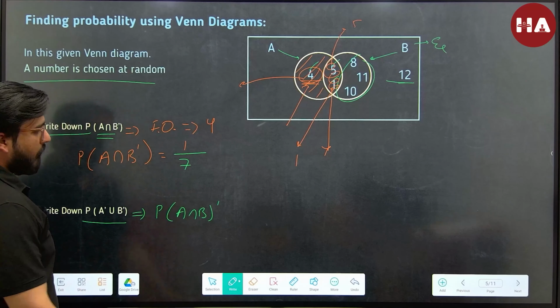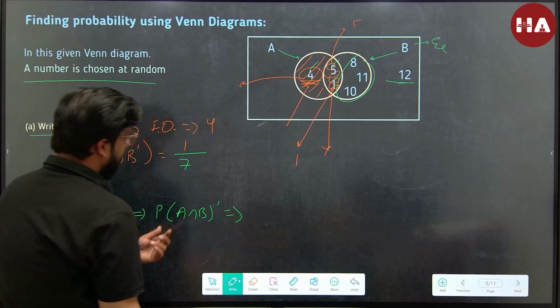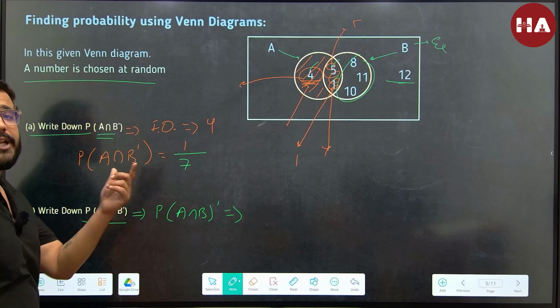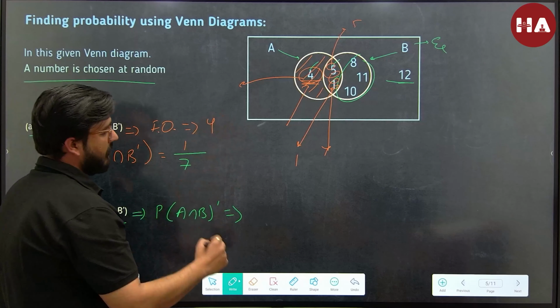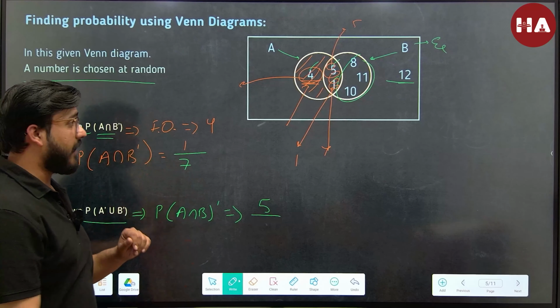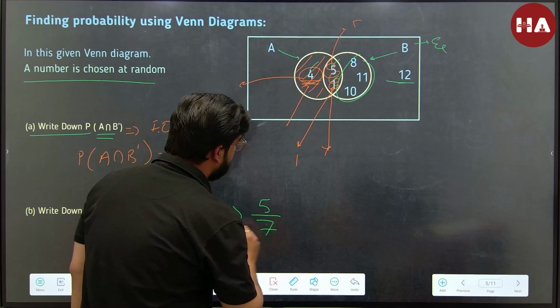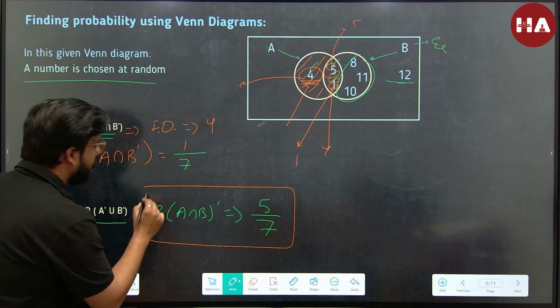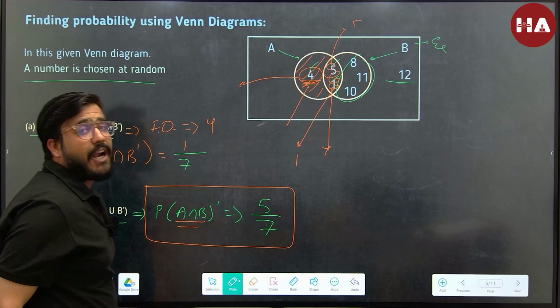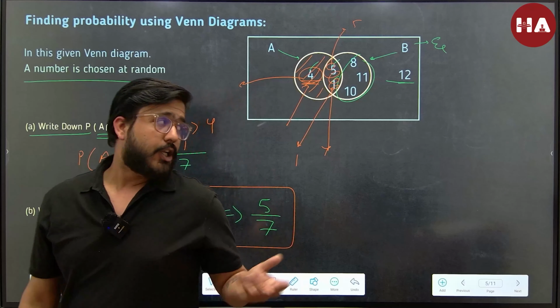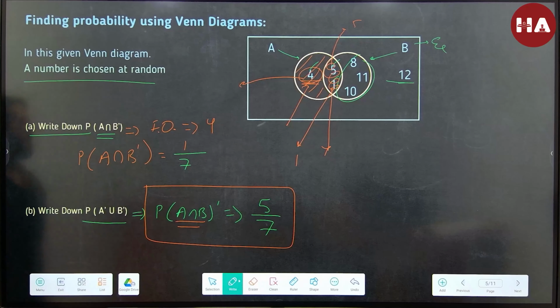and the total number is coming to be what? 5. So the probability of A intersection B complement, or the probability of A complement union B complement, will be coming to be favorable outcomes what? Say 5, over the total number of outcomes, which is 7. So you can write this formula also and find your probability a bit easier in that manner. You can note this down, students.